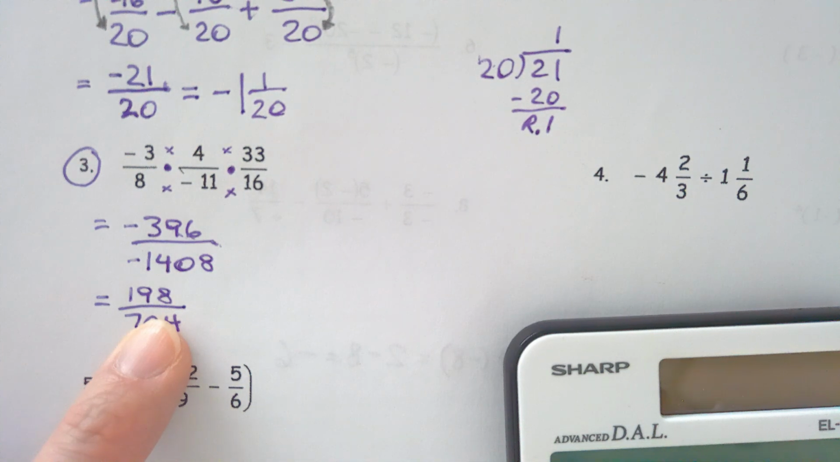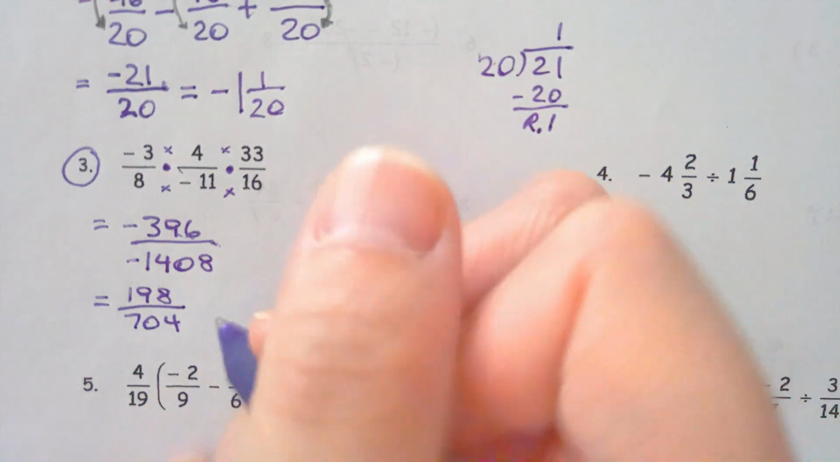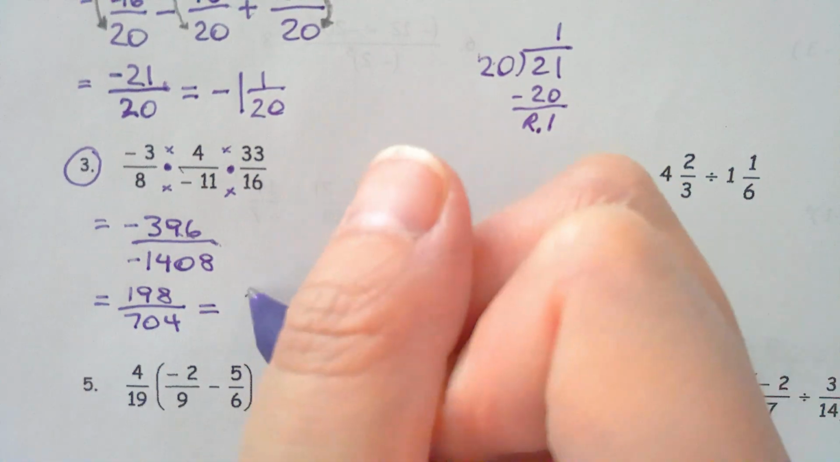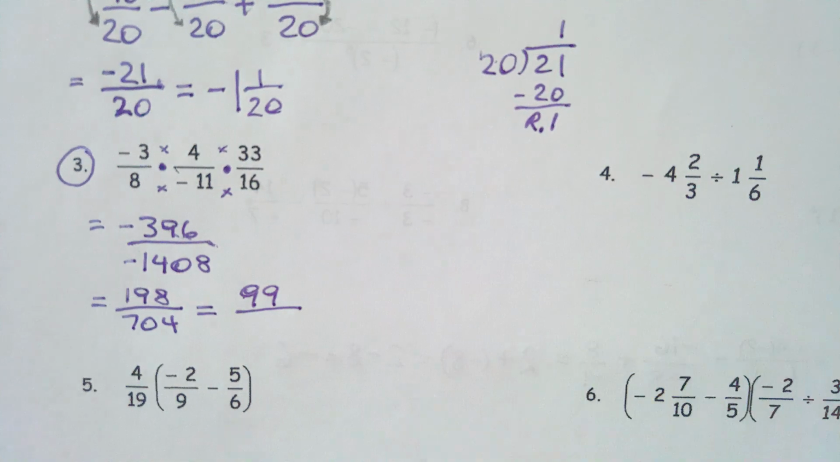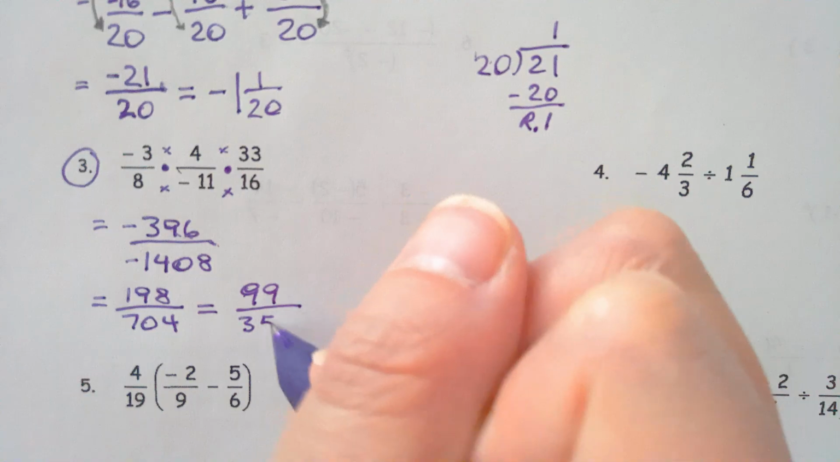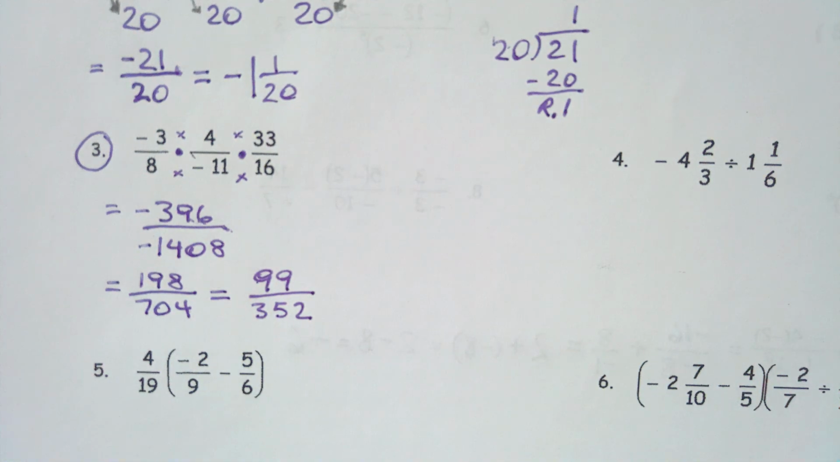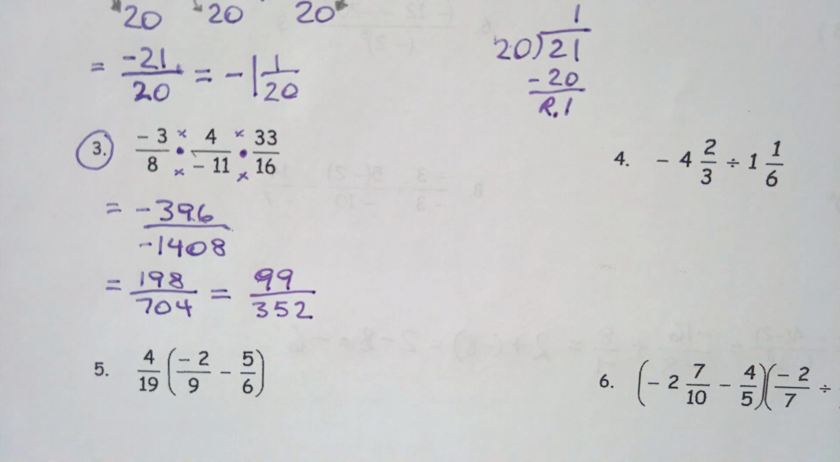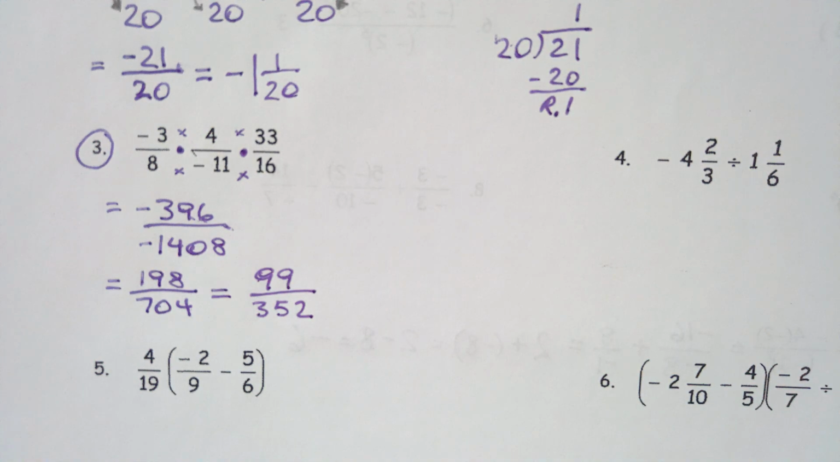Let's see. Anybody have a final answer for me? Oh, actually, you know what? Yeah, if you just divide by 2, you get 99. And then 704 divided by 2, 352. Now, let's see. 352. Yeah. Okay. Now do I get full marks? Probably.